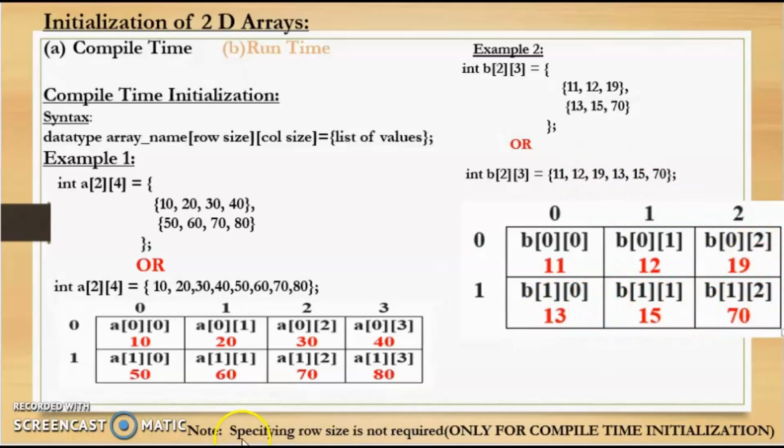Another thing we need to know here is that specifying the row size is not required. That is, even if we don't write this row size, we won't get any error, but specifying the column size is important. But this will work only for compile time initialization. But it is always a good practice to specify both the row size and the column size.